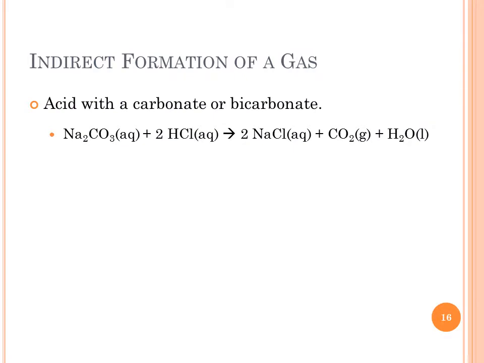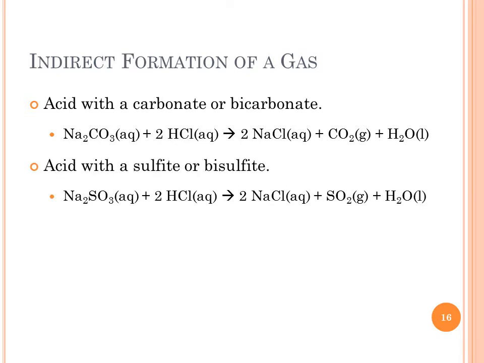If you react an acid with a carbonate or bicarbonate, like sodium carbonate with HCl, the hydrogen's going to go with the carbonate, the sodium's going to go with the chloride. You predict that you would get the sodium chloride and the carbonic acid, but we're going to split that carbonic acid up into CO2 and H2O. Very similarly, an acid like HCl with a sulfite or bisulfite, you'd swap the ions and get the sodium chloride, but you'd predict you'd get that sulfurous acid, but we're going to split that up to form SO2 and H2O.